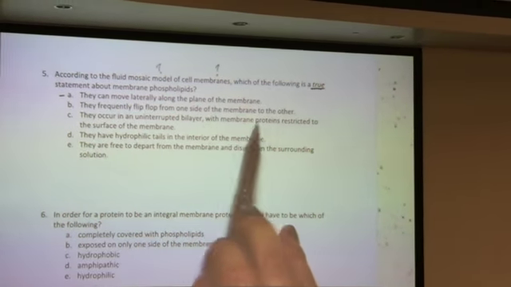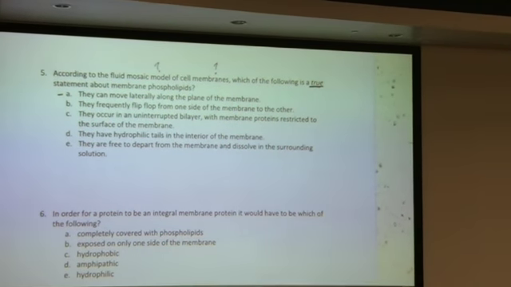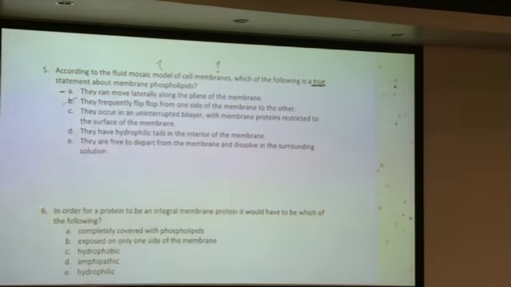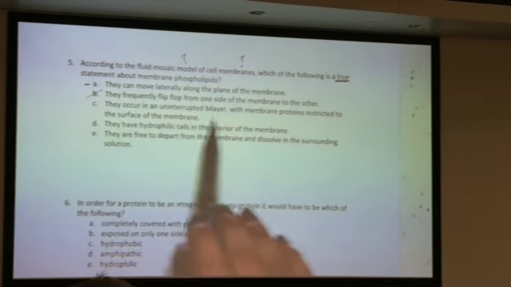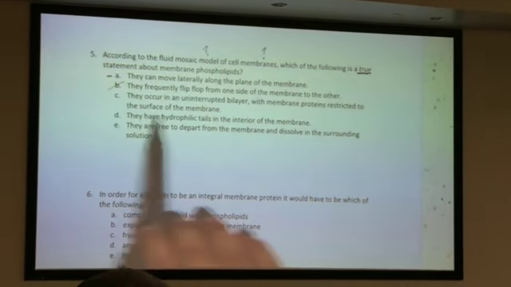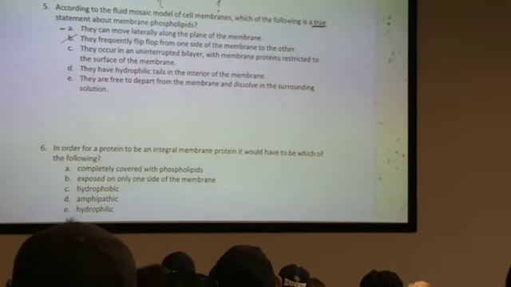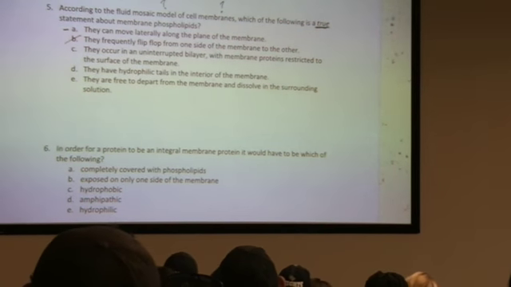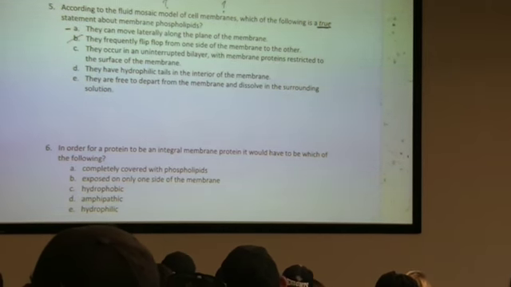They frequently flip-flop from one side of the membrane to the other. Again, like I was saying, that's the one that's quite a bit more rare, so that doesn't sound very good. They occur in an uninterrupted bilayer with membrane proteins restricted to the surface of the membrane. There's a couple issues here. The first one is that it says it's an uninterrupted bilayer, so it's just like solid, basically. And that's really not how that works. It's not solid at all.